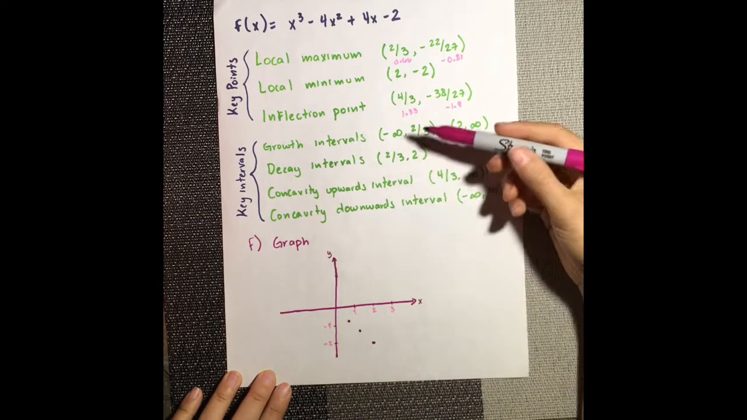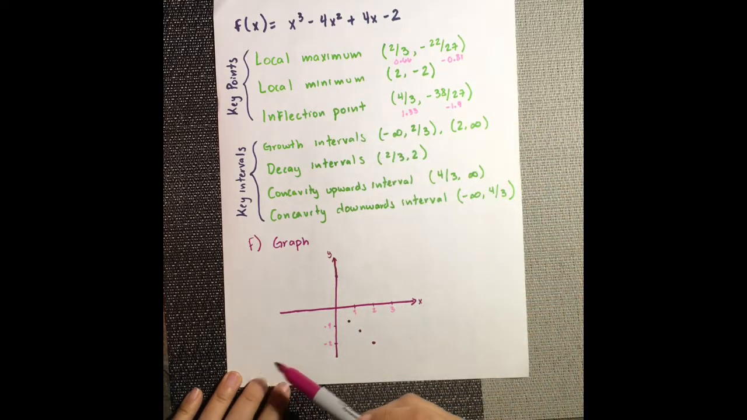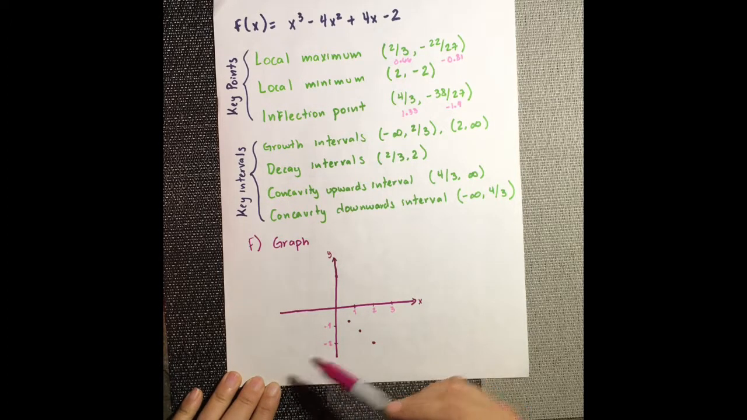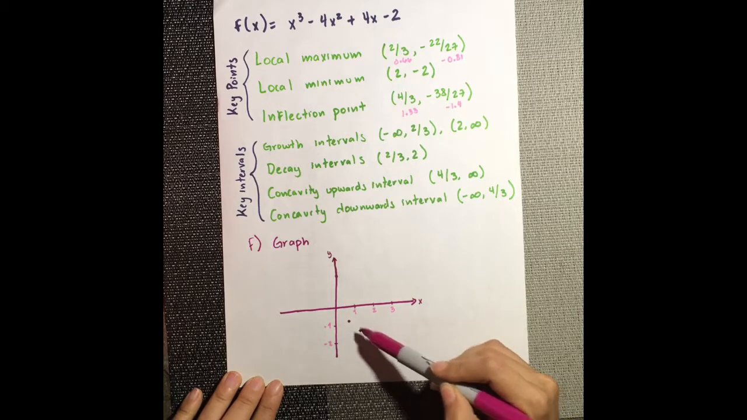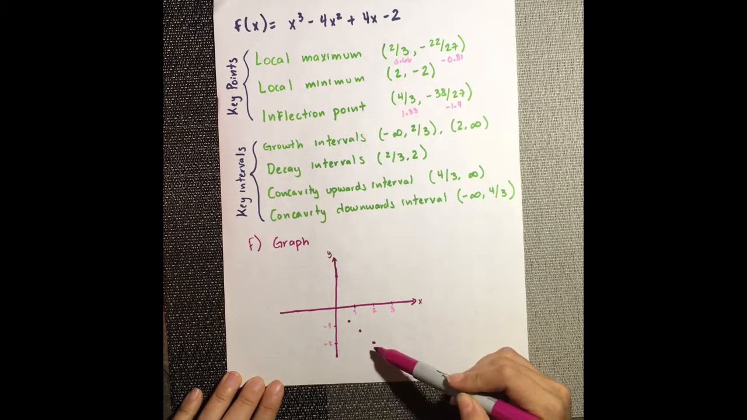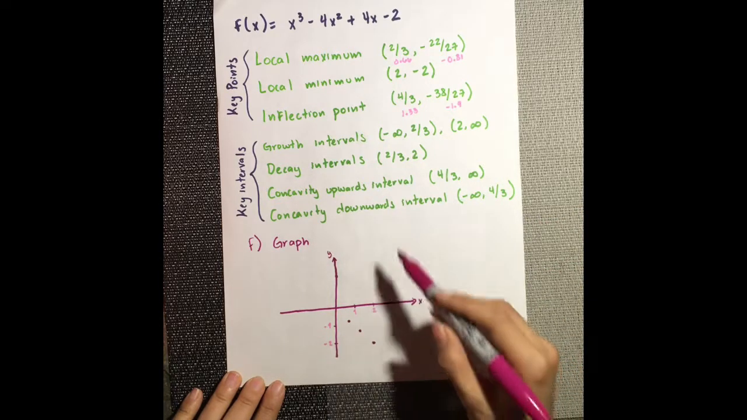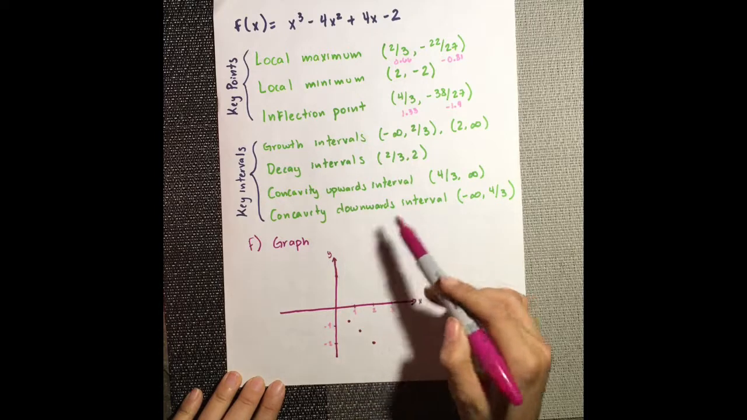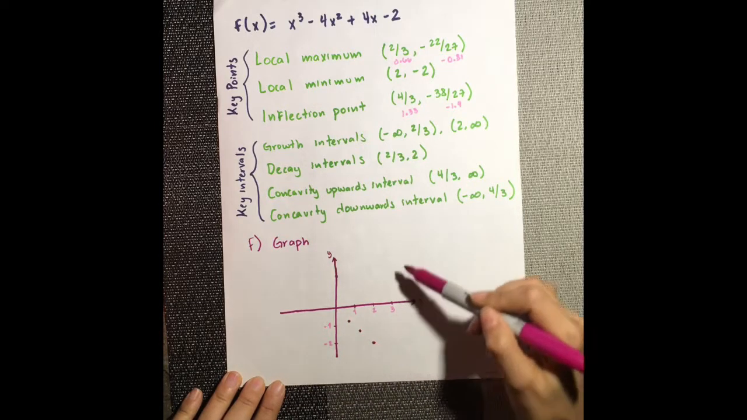We also need to analyze our key intervals. So we have growth intervals from negative infinity to 2/3. That means that we're going to have an increasing pattern from the left until we get to 2/3. Then decay interval from 2/3 to 2. So it decays from here to here. And then it starts increasing again. Okay. We also have our inflection point, for which we're going to get a concavity downwards from minus infinity to 4/3. So it's facing down in this part, and then a concavity upwards in this last part.